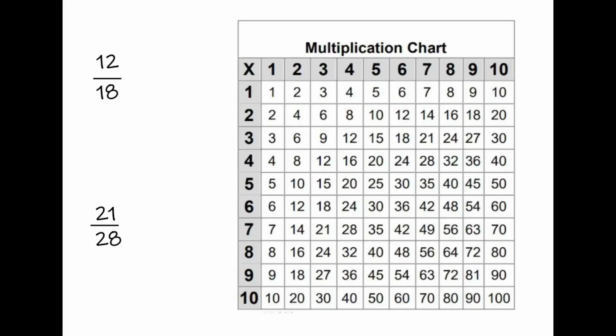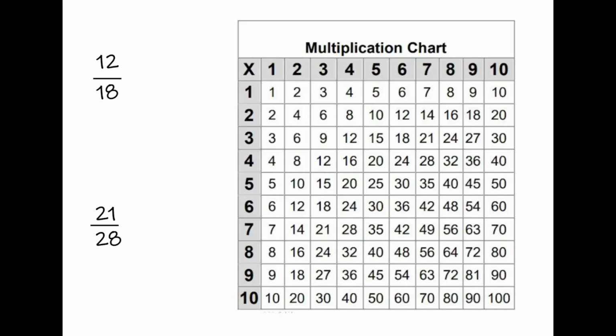Today we're going to be looking at how to use a multiplication chart to help us simplify fractions. As you can see here, we're being asked to simplify 12 over 18. In order for us to do this, we need to find a common factor that we can divide both of these numbers by so that we can keep this fraction equivalent.